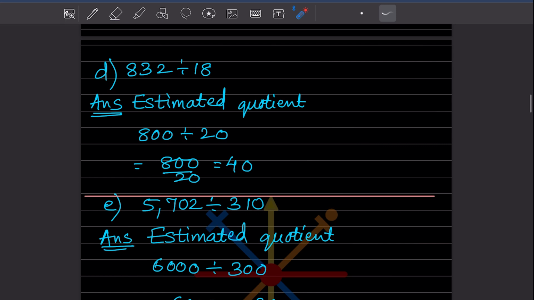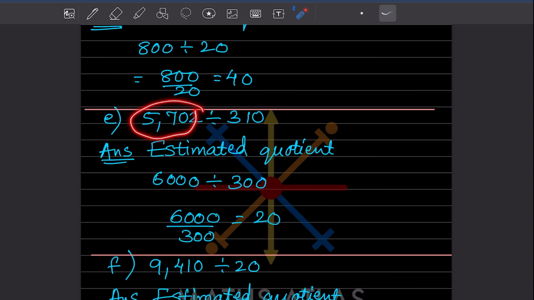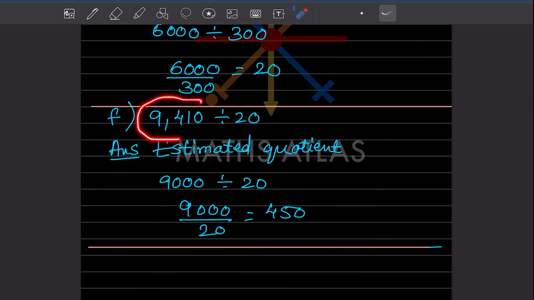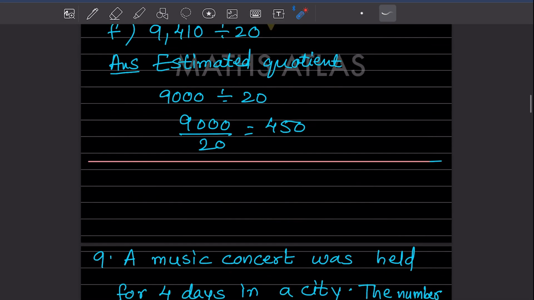Okay. Now, this 832 becomes 800, 18 becomes 20. So when you divide it, you get 40. Same here, 5,702 becomes 6,000, 310 becomes 300. When you divide this, what do we get over here? It is 20, correct? Okay, so now here what happens? You have 9,420 becomes 9,000. 20 remains the same, 20 is 20 itself. Okay, so when you divide this number, you get 450. Okay, so this was something about the estimation.